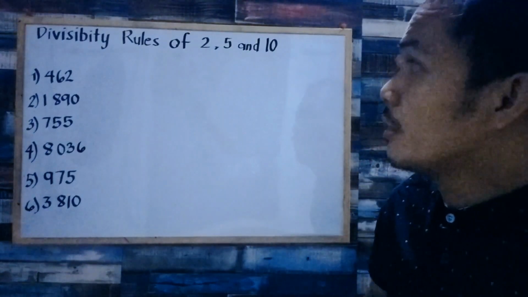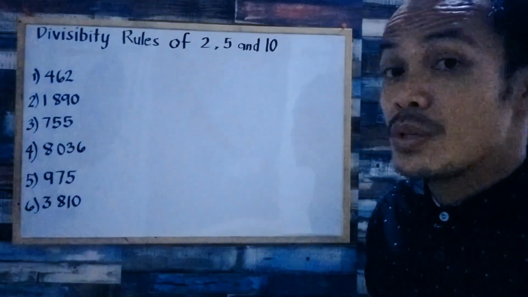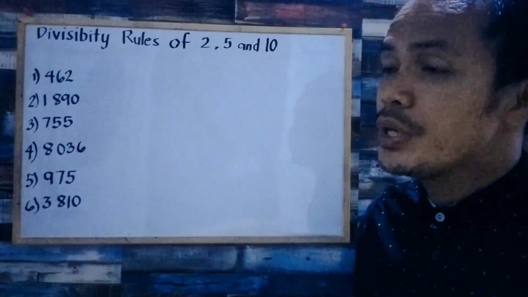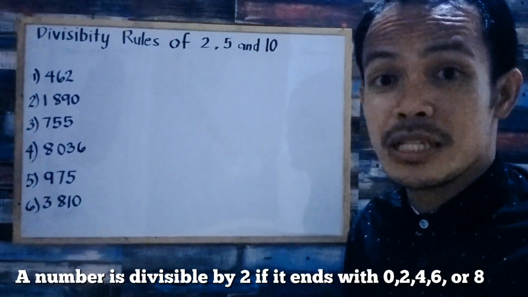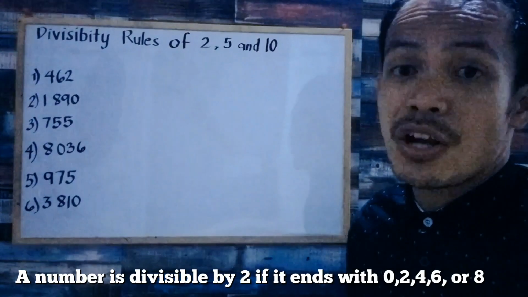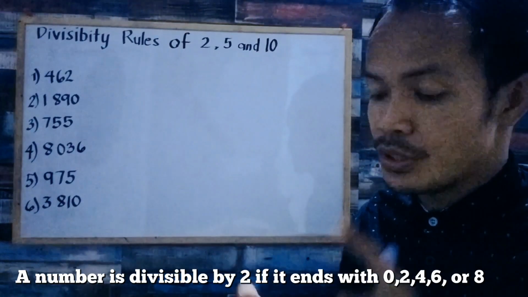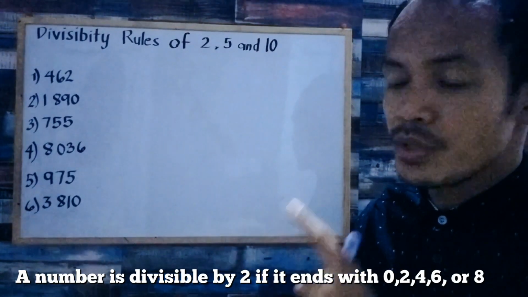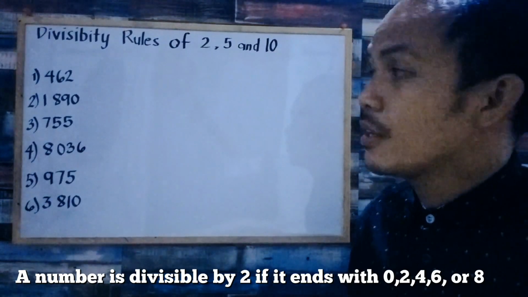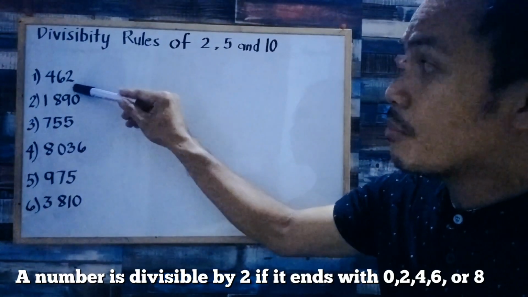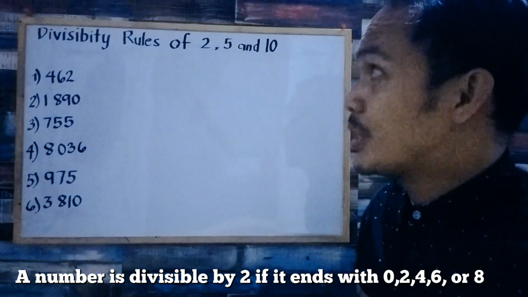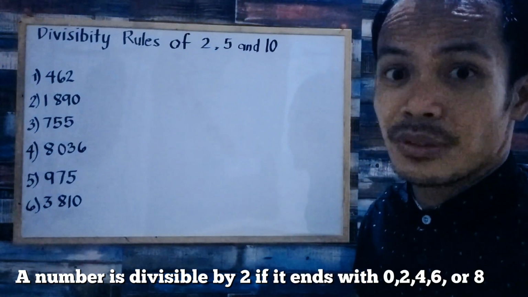Alright? So here we have number 1, which is divisible by 2. How do we know that a number is divisible by 2? If the last digit of a number is 0, 2, 4, 6, or 8. As you can see here, this number ends with 2. So that is divisible by 2 only.